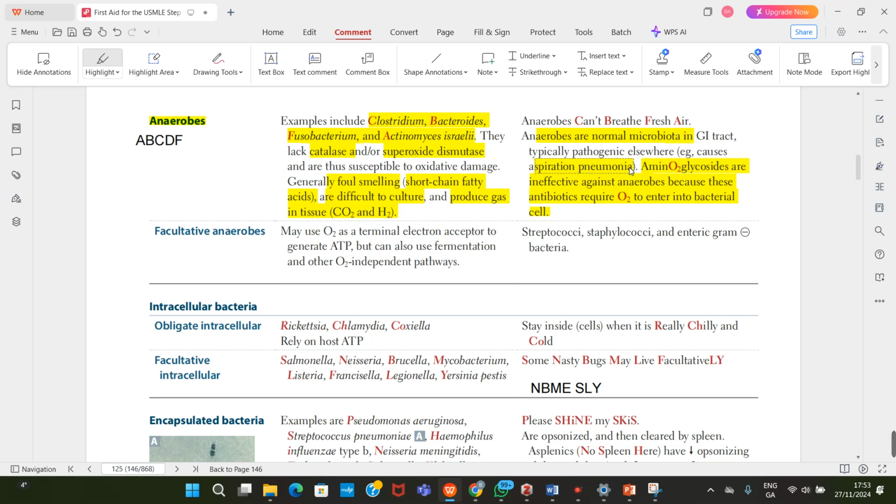Which antibiotics can't we use against the anaerobes? We can't use aminoglycosides. Why? Because for aminoglycosides to get entry into the bacterial cell, they need oxygen to power the transporter. So the anaerobes themselves, they don't have oxygen. That means there's no way aminoglycosides can gain entry into the anaerobes to kill them. So aminoglycosides do not work against the anaerobes.